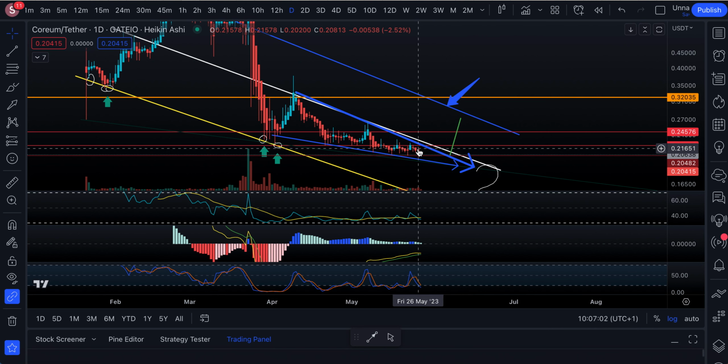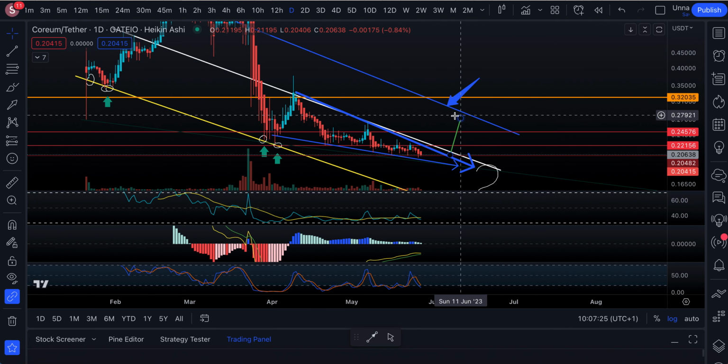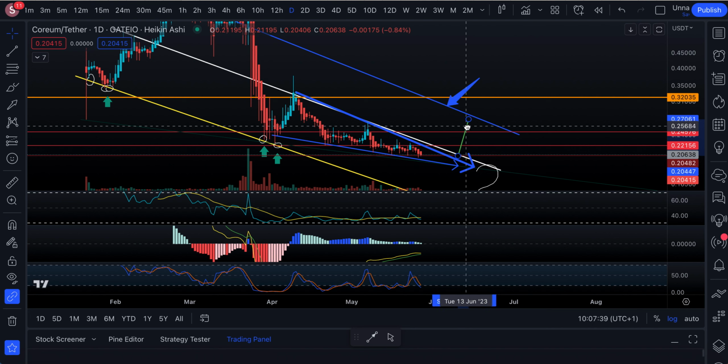If we break out of this falling wedge, we've got a resistance at 22,156 according to this chart. Then we've got another one at 24,576. And then we have another one at 26 cents. But depending where we break out from, we could be coming back to 26, 27 to 29 cents, my people, in the coming days to weeks, depending how long this pattern wants to play out for.